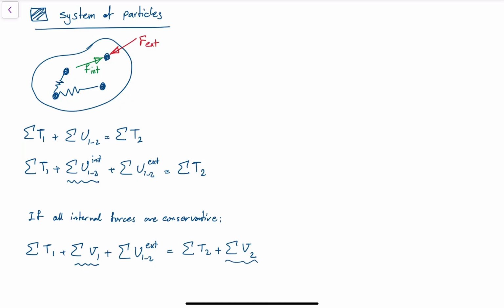Okay, that's all I wanted to say: be careful about internal forces. They may very well, and in fact it's usually the case, be non-conservative. So the total energy of a system of particles does not remain conserved unless all these internal forces are conservative forces. So okay, that is all I wanted to say, and I think we are good for now to wrap this up.